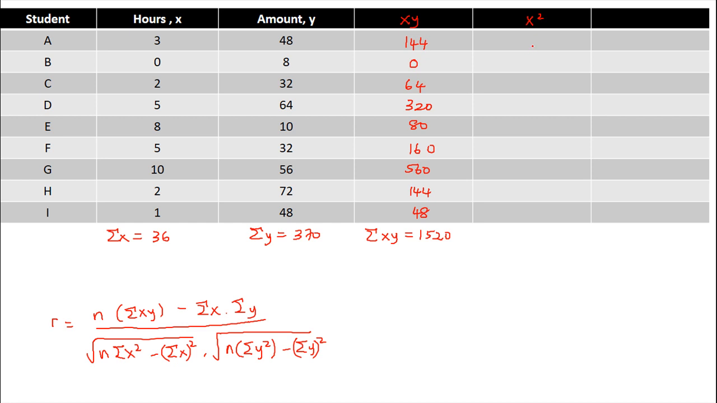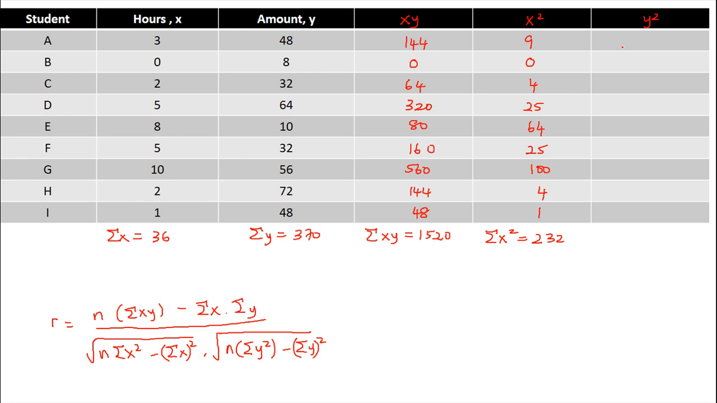Alright, so next column, we find x square. 3 square is 9, 0 square is 0, 2 square is 4, 5 square is 25, 8 square is 64, 5 square is 25, 10 square is 100, 2 square is 4, and 1 square is 1. Total up this column, and the sum of x square is 232.